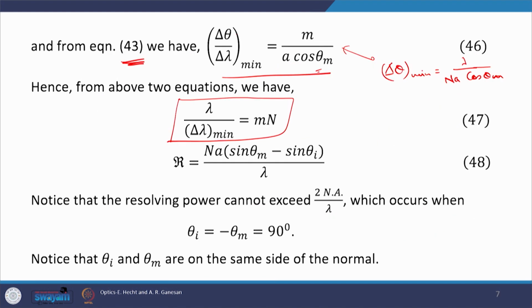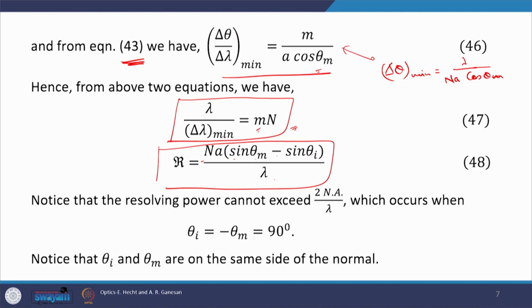Therefore, the chromatic resolving power is given by small m into capital N. N is the number of slits in the grating and m is the diffraction order. The chromatic resolving power is therefore equal to m into N, and it can equivalently be given by this relation, which is N a (sin theta m minus sin theta i) by lambda, where we have used the grating equation to replace m.